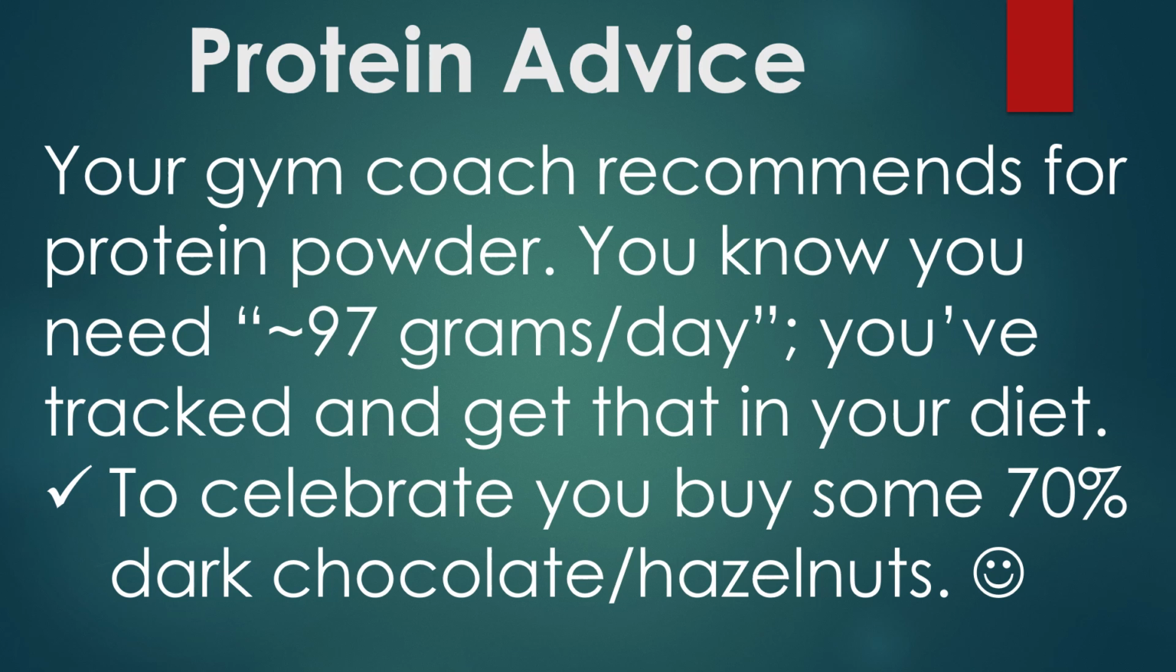So using what you learned about your protein, let's say that your gym coach recommended that you take a protein powder to get big and strong. So you know that you need 97 grams a day, using the example that I've been using. And you've tracked your diet because you're curious now that you had these macros for yourself, and you already know that you get that much in your diet and you don't need to add an expensive protein powder. So I think you should go celebrate and buy yourself some 70% dark chocolate covered hazelnuts, or we call those filberts in the Pacific Northwest.